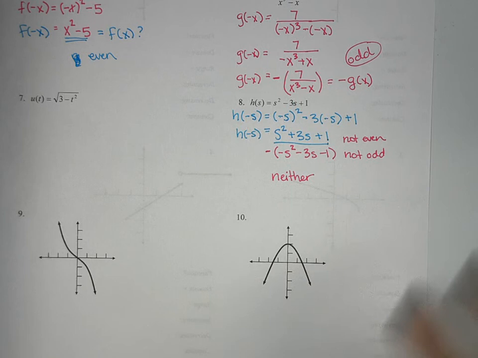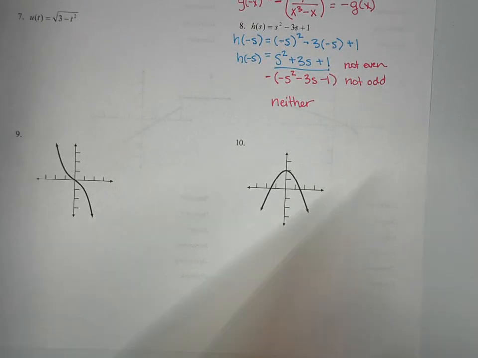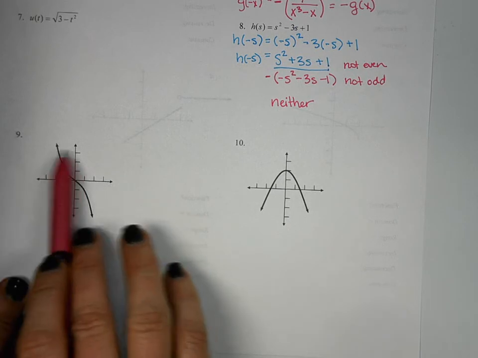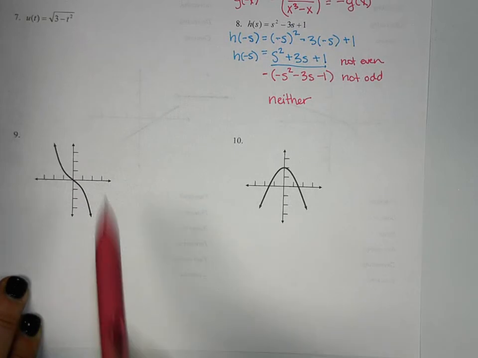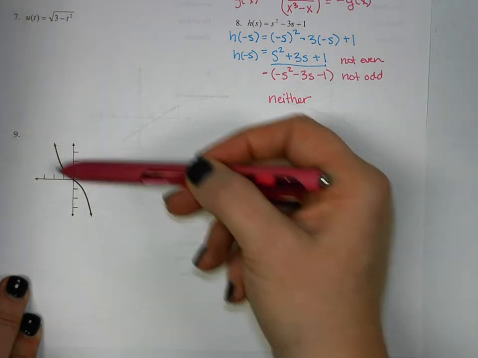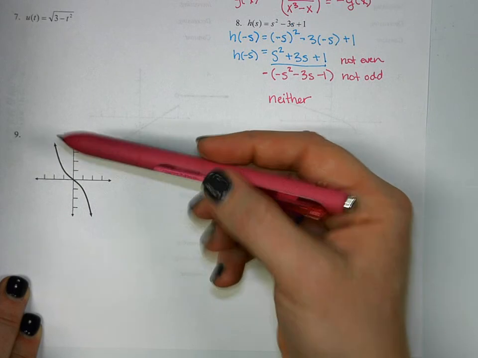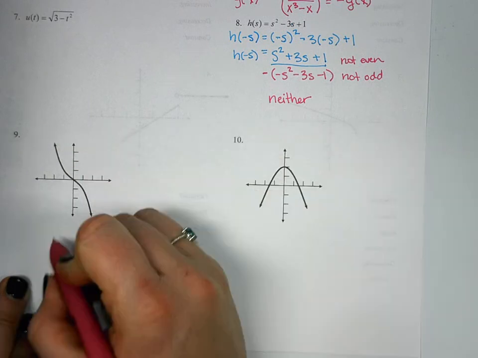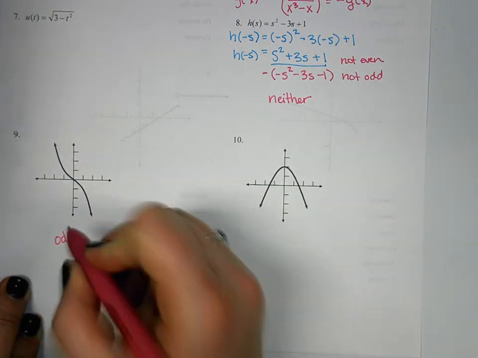So if you look at number 9, this one, it's not symmetrical about the y-axis, because if I were to put a mirror here, it's not reflected over. But it is similar to that sine graph, where it's symmetrical about the origin. This up here matches this side down here. That, by definition, is odd.